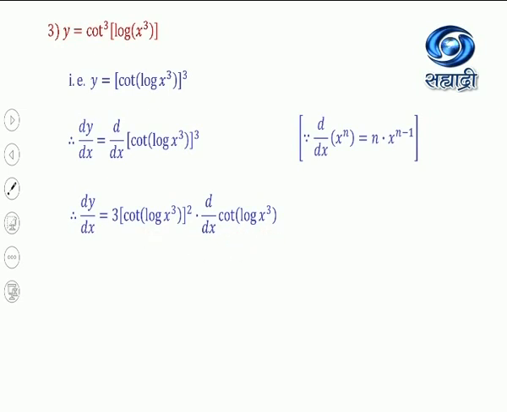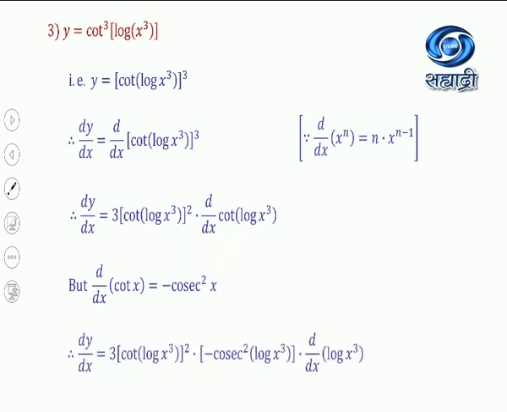Now our next step is, you know very well derivative of cot x is minus cosec square x. So instead of x, you consider here log of x cube. So its derivative is minus cosec square of log of x cube. So our next step is this, minus cosec square of log of x cube. Instead of x, you consider log of x cube. So multiplying it by derivative of log of x cube by using chain rule.